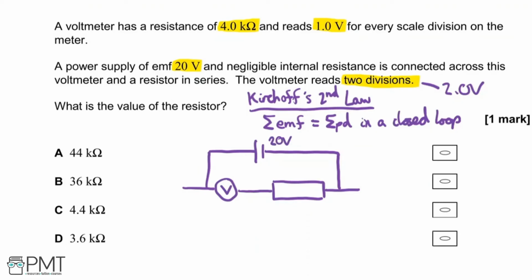So we've got 20 volts for our cell. We've got 2 volts for our voltmeter. So already we can tell that the resistor is going to be the difference between the two. So the potential difference across the resistor will be 18 volts.